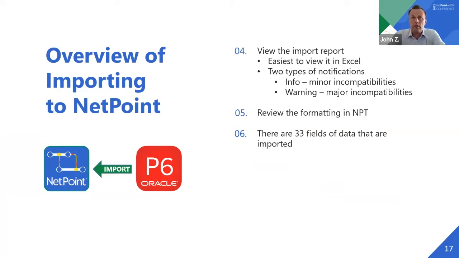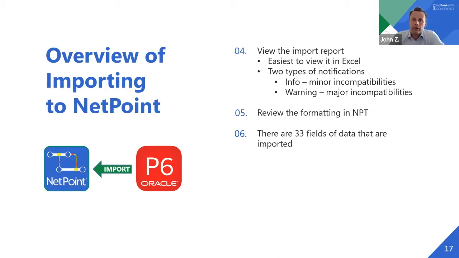So NetPoint does a very neat thing where it gives you an import report, and it actually forces you to look at it. It doesn't just run in the background. You have to at least review it, or it shows up in front of your face. You need to click continue or finalize import. What it does is it shows you so-called incompatibilities, and there are two types or categories. One is just called info, which means it's a minor incompatibility, and then a warning, which sounds kind of ominous. It's really not that bad though. It's a major incompatibility. And if you have a lot of notifications, it might make sense to export it to Excel, and you can view it a lot more easily.